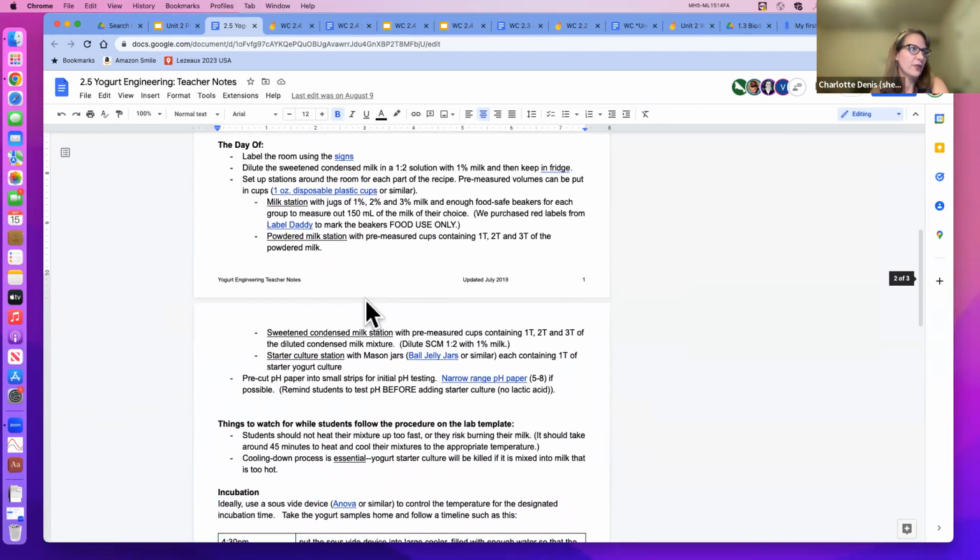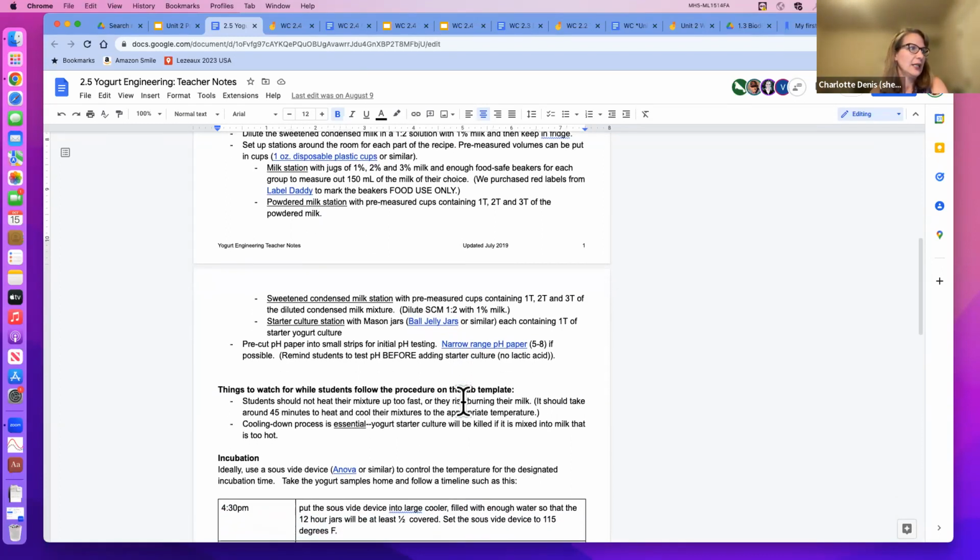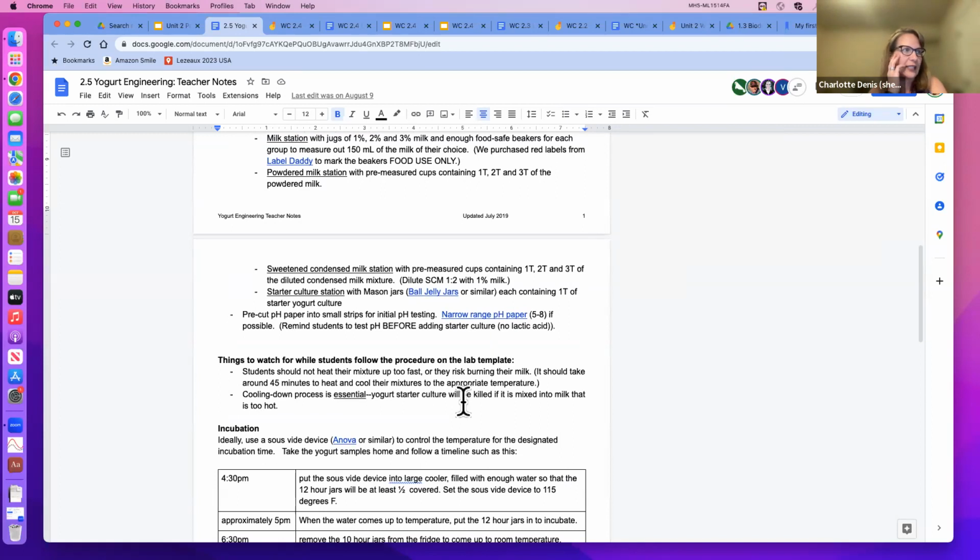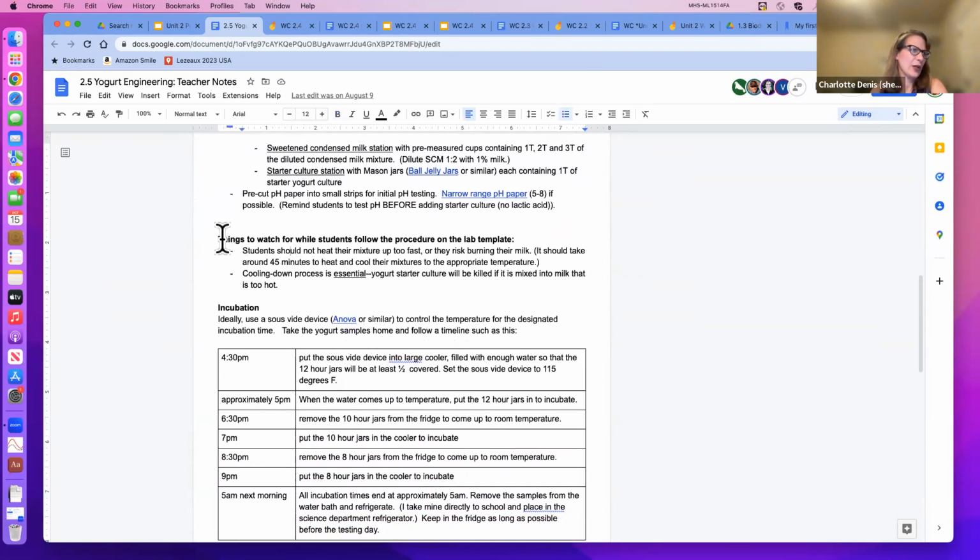We have suggestions about what to do on the day of, how to set up your classroom, a goal. One thing that we'd like to try and do this year is to add pictures to this so that you can get an idea about how we've set things up in the classroom successfully. Things you need to keep an eye out for: students heating up their milk too quickly and burning it definitely makes for not good tasting yogurt.